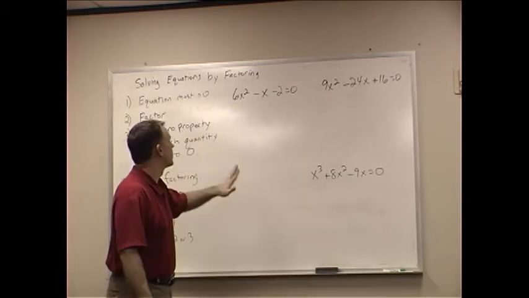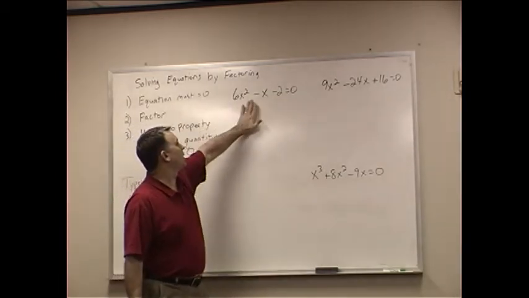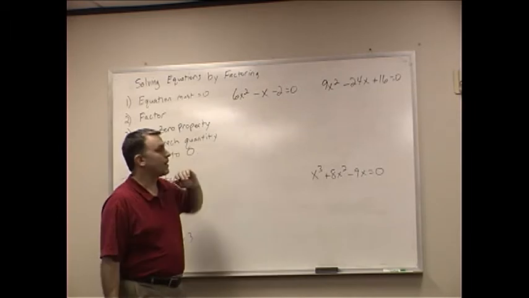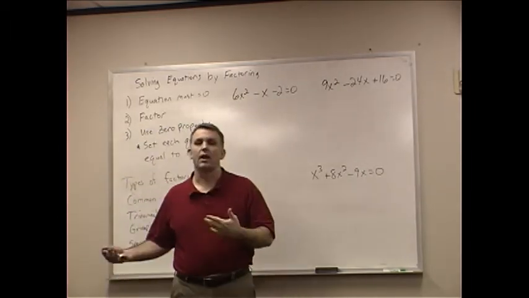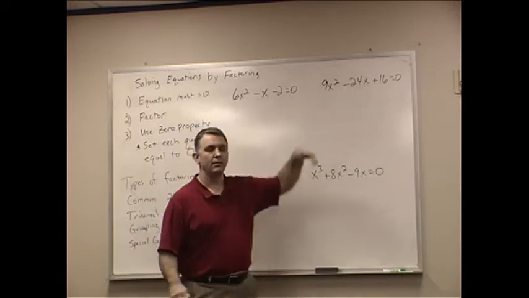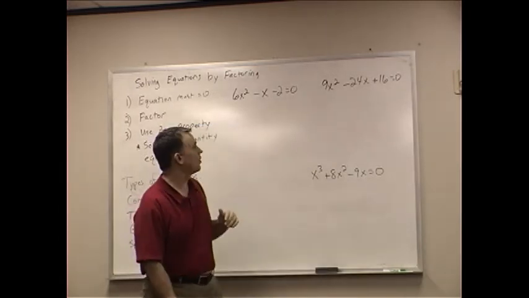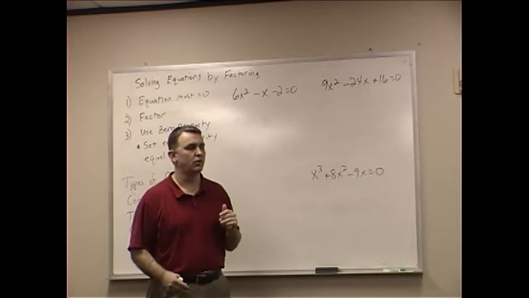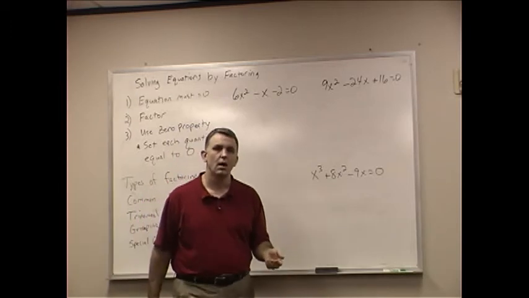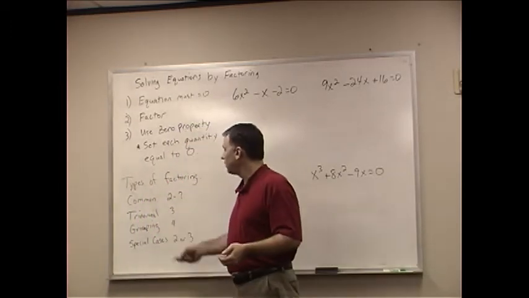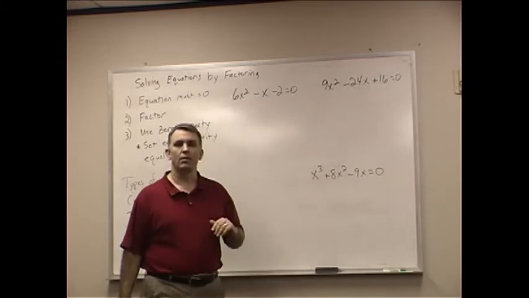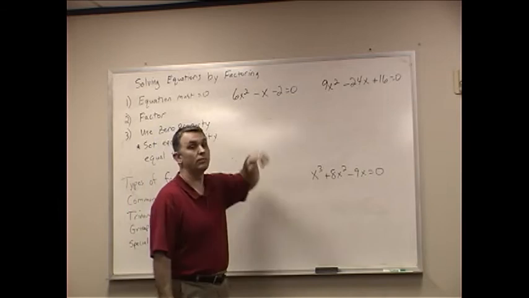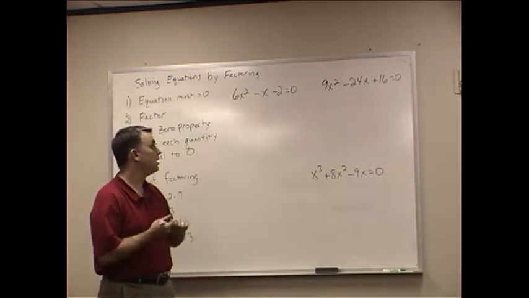problems. The next problem that I want to do is 6x squared minus x minus 2 equals 0. Alright, as I stated earlier, we always try common factoring first. 6x squared and negative x and negative 2 have nothing in common. So then we look at it and we've got a trinomial. Okay, it's got 3 different terms, so it could be a trinomial.